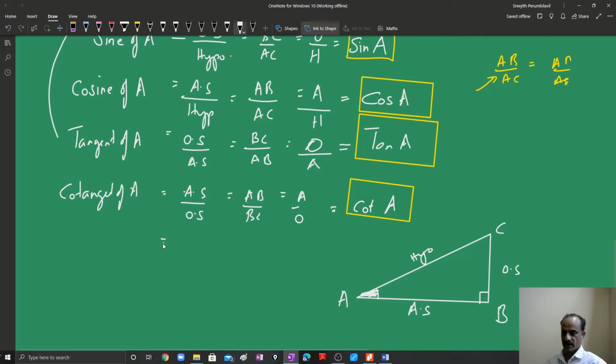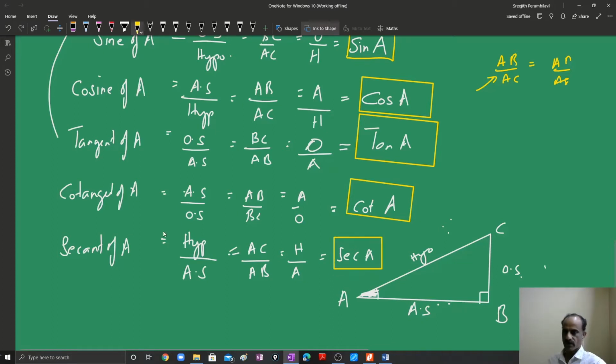The next ratio is the reciprocal of this. We are making all the possible combinations: first this by this, then these two, then this by this. Hypotenuse by adjacent side, that is AC divided by AB. We call it secant of A, or in short sec A. The often wrong way of saying it is sec A and all. Secant of A.